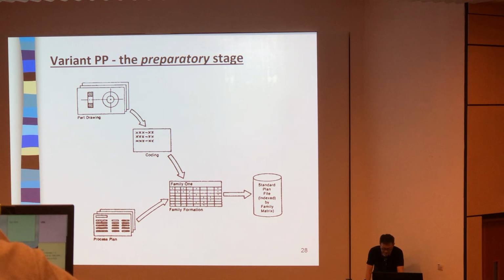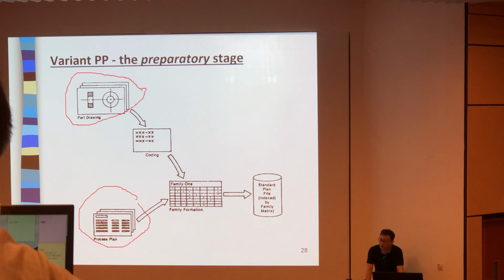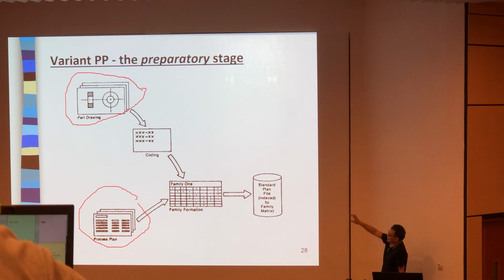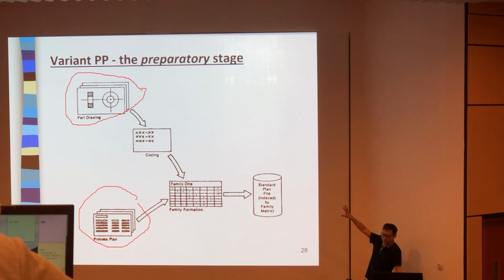So in this diagram, this portion and this portion refer to these two sets of information in the production history. For every single part produced, it has two sets of information. One is the drawing, design, and secondly, the process plan. The process plan is also available there.